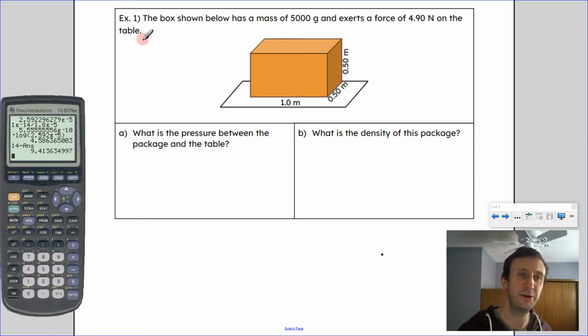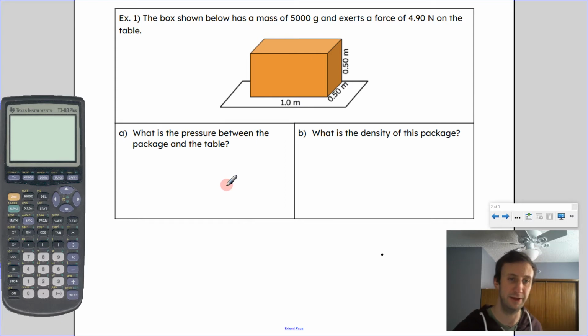So here's the question. The box shown below has a mass of 5,000 grams and exerts a force of 4.90 newtons on the table. So I have a mass and I have a force, and then I also have dimensions with which I can find the area from the bottom here, and I can also find the total volume of this. So first of all, what is the pressure between the package and the table?